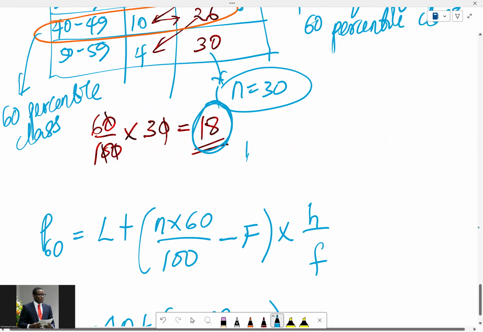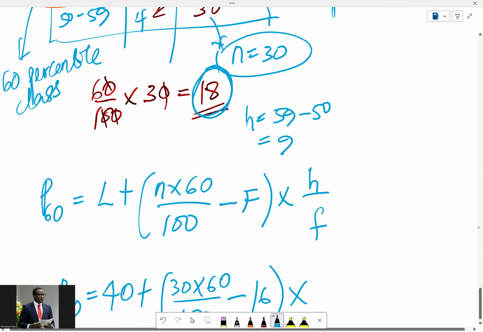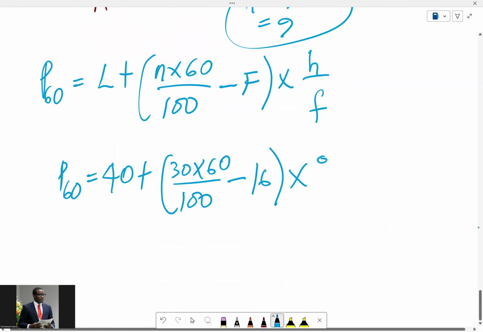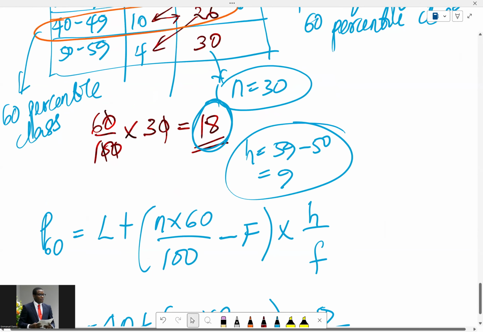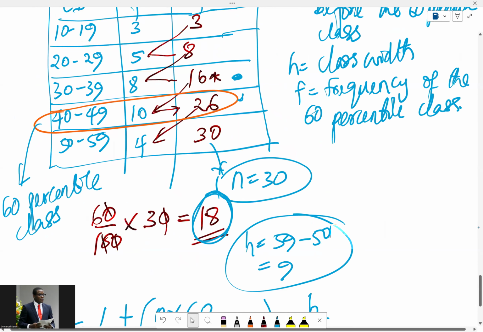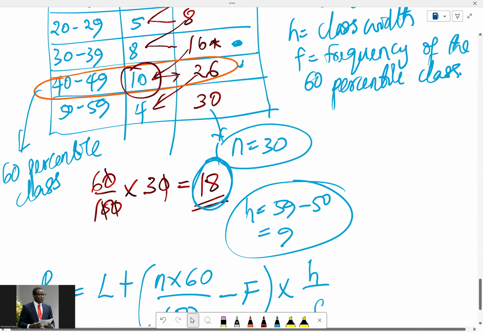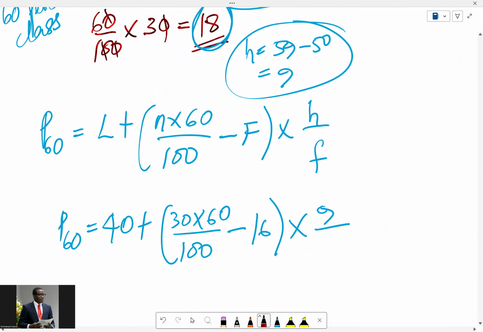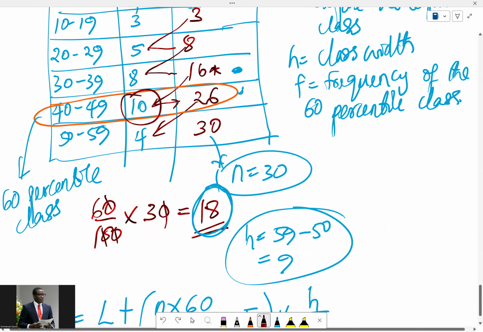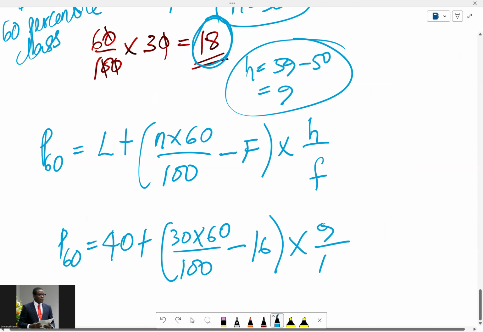Of course, the class width H is 90 minus 10. That's simply 9. Okay, so we have 9 divided by the frequency of the 60th percentile class. That is actually the frequency of the 60th percentile class, not the cumulative frequency. That will be 10. So we have to be careful. It's not 26, it's actually 10. So that is 10.